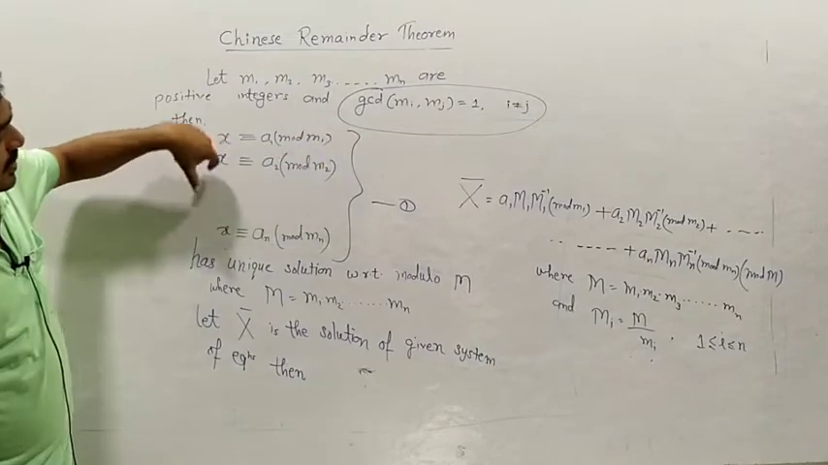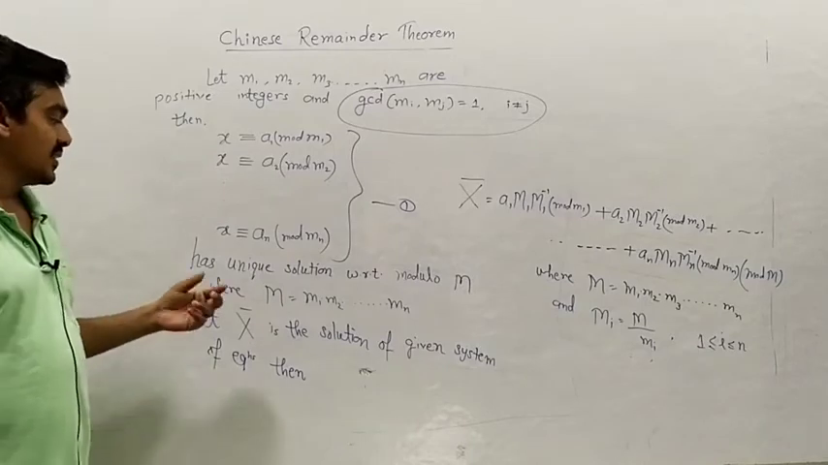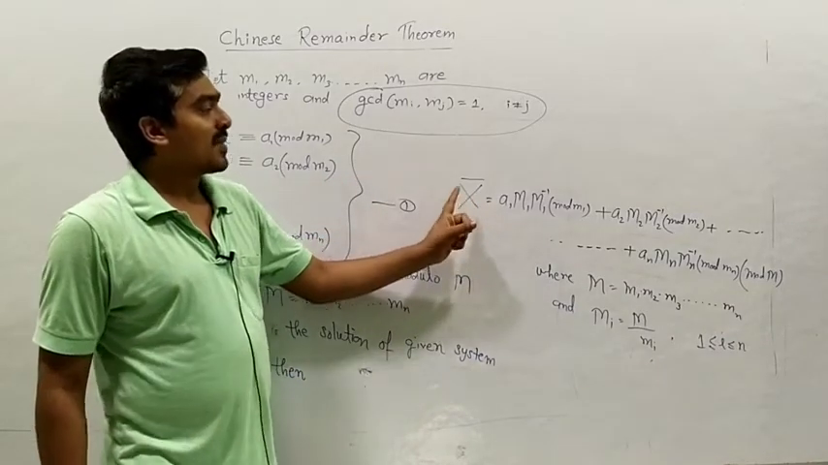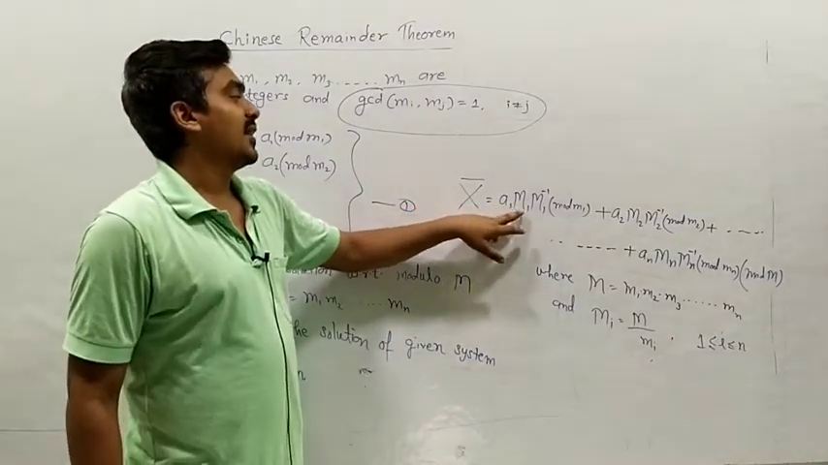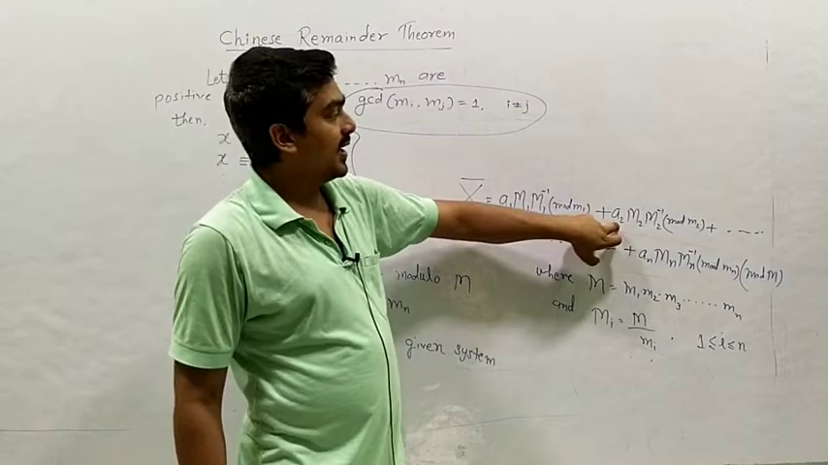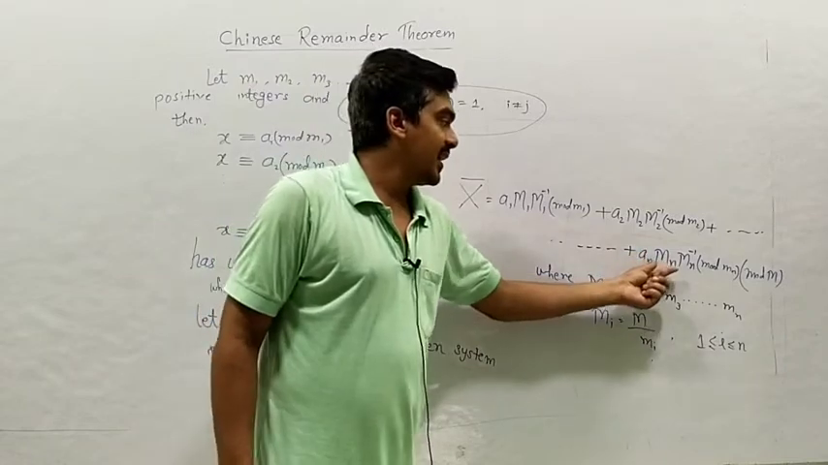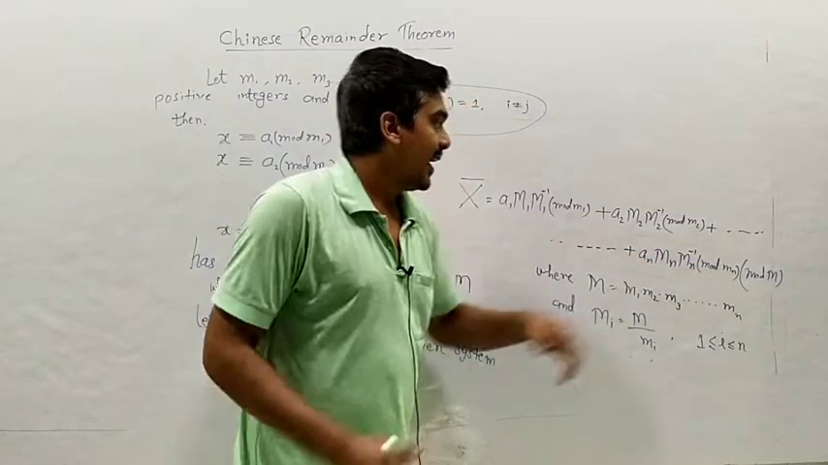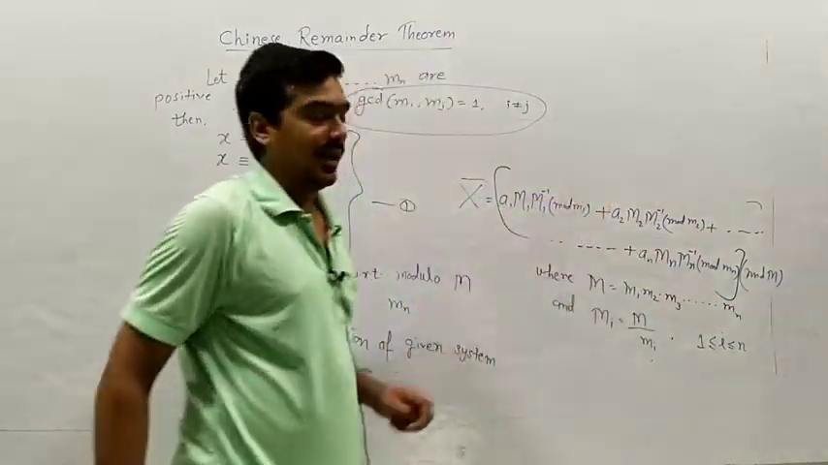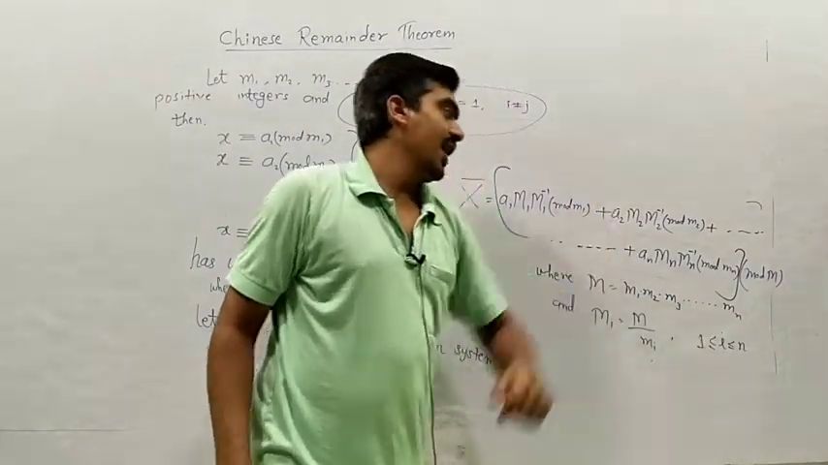Okay, this system of equations has only one solution, and the solution is given the name x bar. The solution is given by x bar is equal to a1 M1 M1 inverse mod m1, plus a2 M2 M2 inverse, this is taken over mod m2, plus and so on up to an Mn Mn inverse mod mn, and this whole term is taken over mod M. And what is M? M is the product of m1 m2 m3 up to mn.